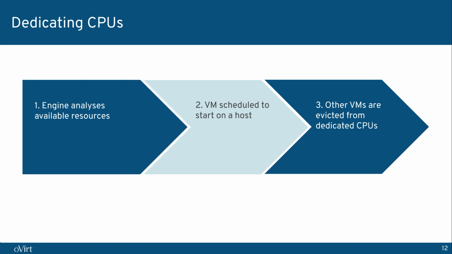So let's say you start your VM with a dedicated policy. What happens? The engine first analyzes the resources available at that time, depending on what's running on all the hosts in the cluster. It tries to schedule the VM to start on the one host that best suits the topology requirements and the policy. When that happens, VDSM makes sure that there are no other VMs running on the dedicated CPUs and starts your VM.